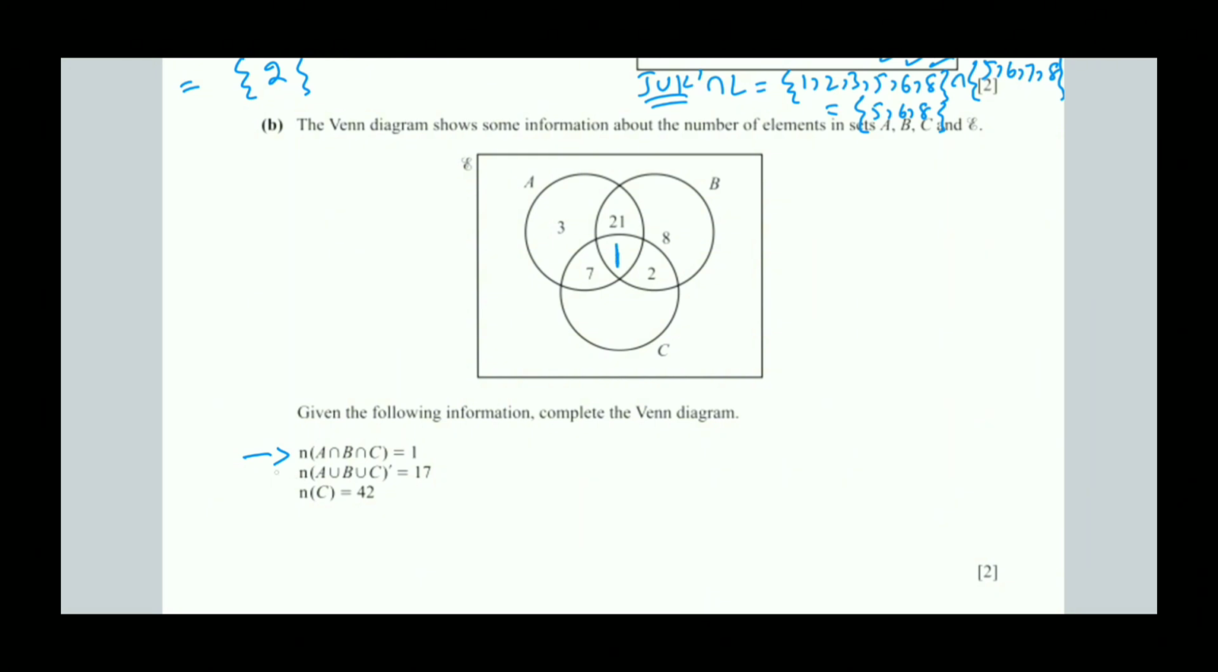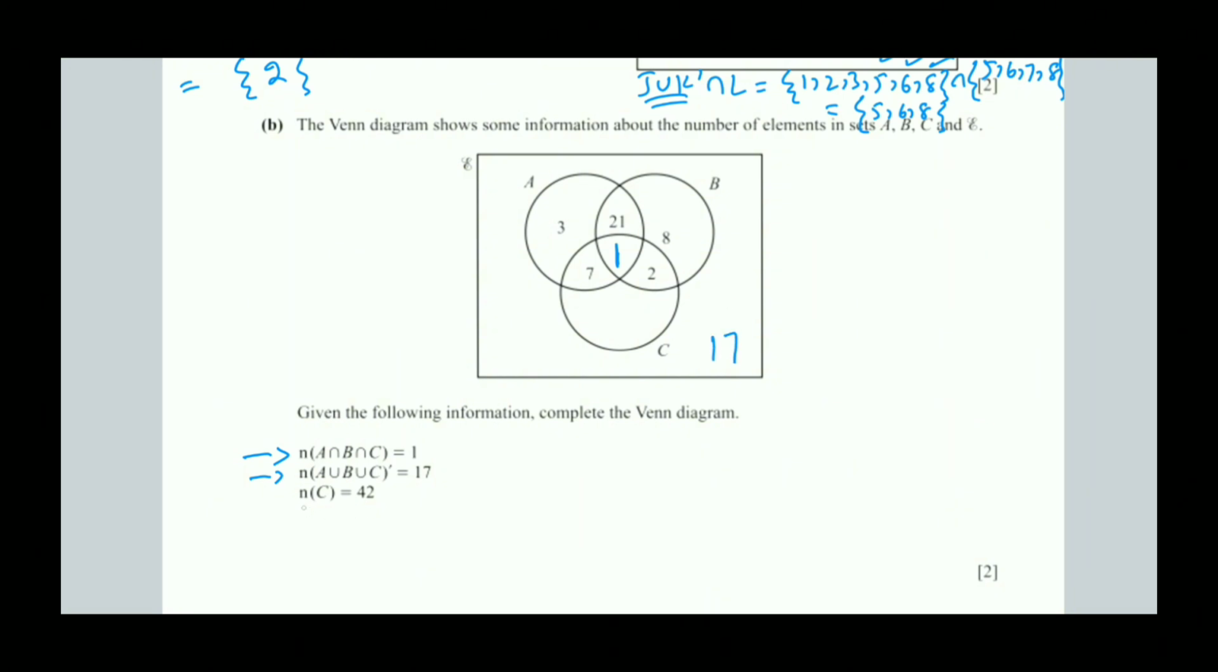Okay, next. Number of (A union B union C) complement. So this will be the part outside A union B union C. As I told you already in the starting question, A union B union C complement is this part. So 17 will be written here.